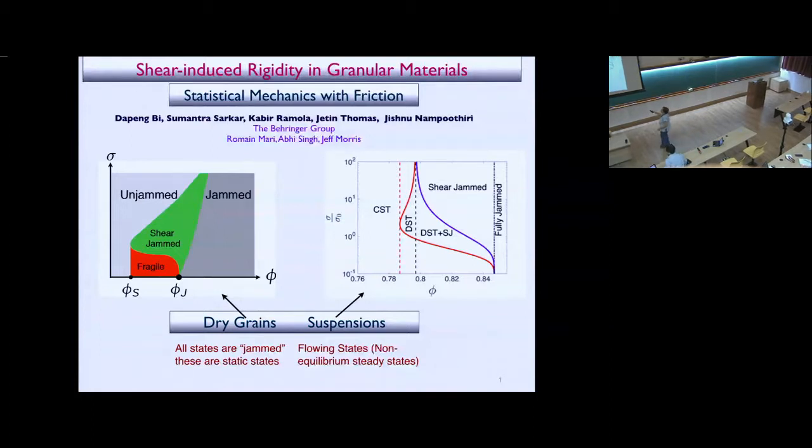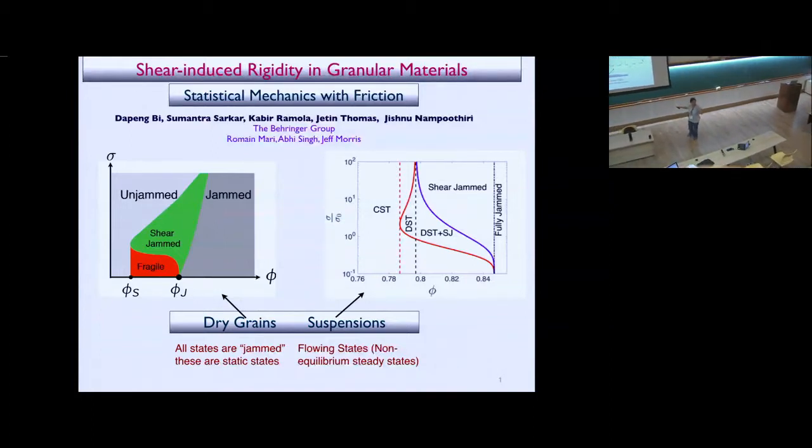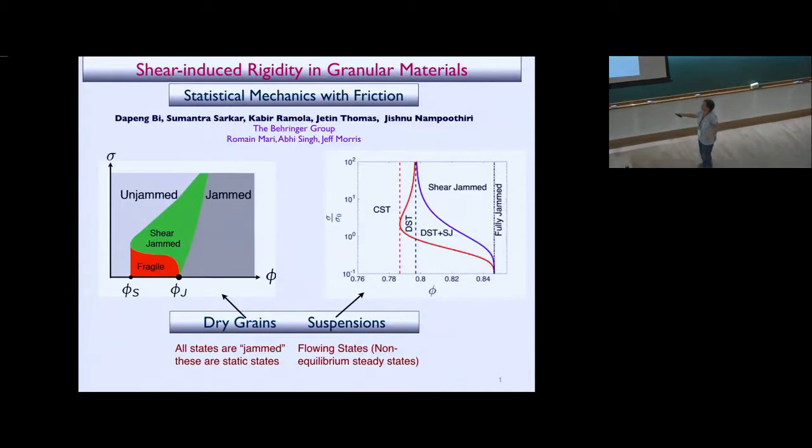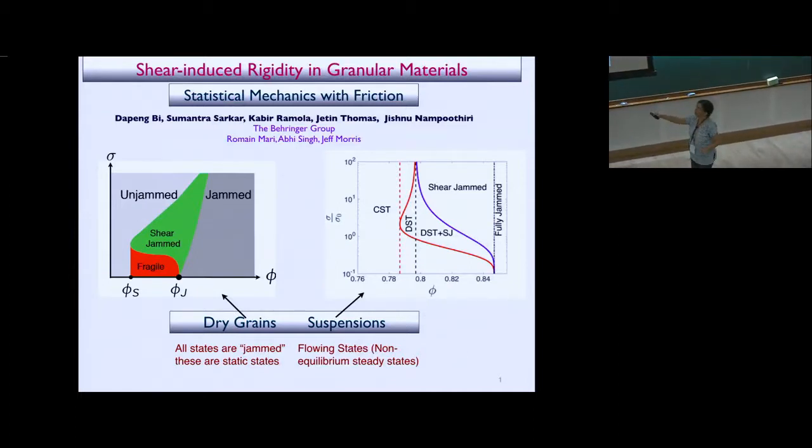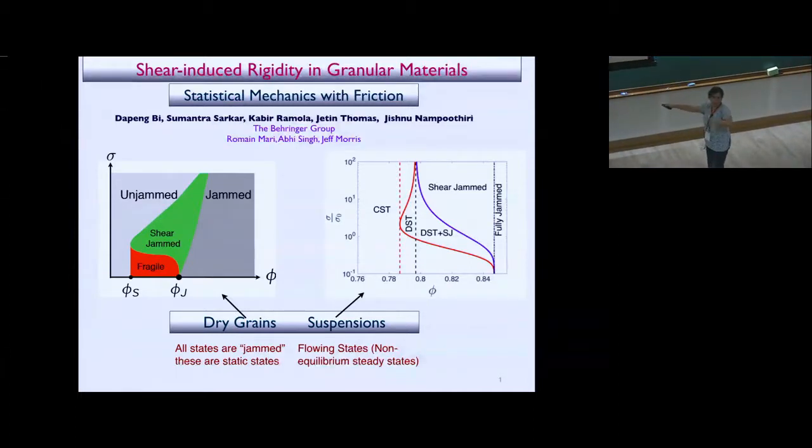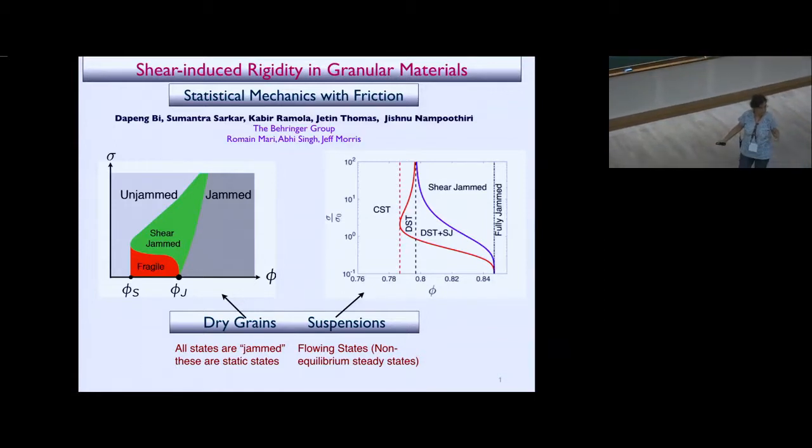So I think I'm only going to talk about this because I don't have time to talk about both. So let me just ignore the left side. It's more complicated to analyze. Let's focus on this, which is not a dry granular system. It's a suspension of large grains, a dense suspension in a Newtonian fluid. So the fluid is simple. There's grains that are suspended. The grains are densely packed.